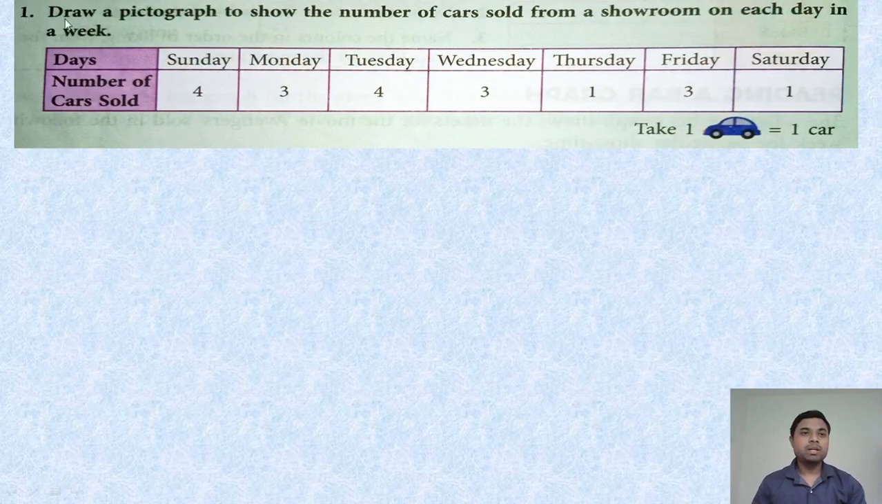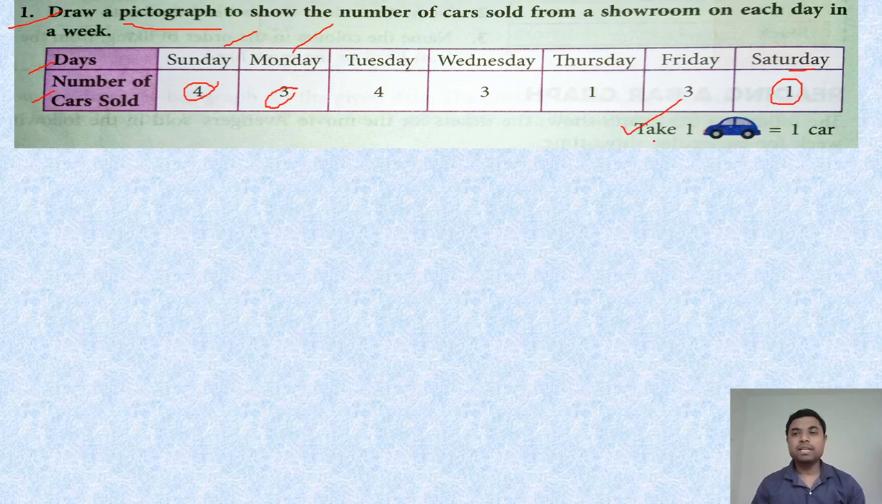Question number 1. Draw a pictograph to show the number of cars sold from a showroom on each day in a week. Okay, so first on your copy write the self practice. Now write question number 1. So you have to draw what? Pictograph. What is given? Days given, number of cars sold given. So on Sunday how many cars sold? 4. On Monday how many? 3. Like this. On Saturday how many? 1.